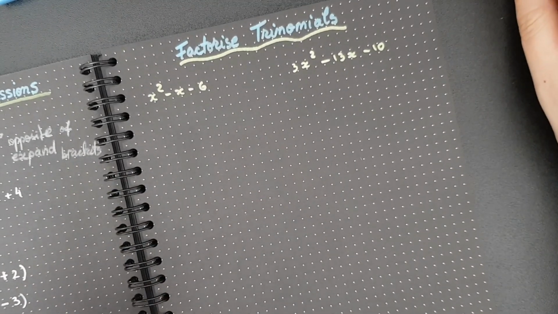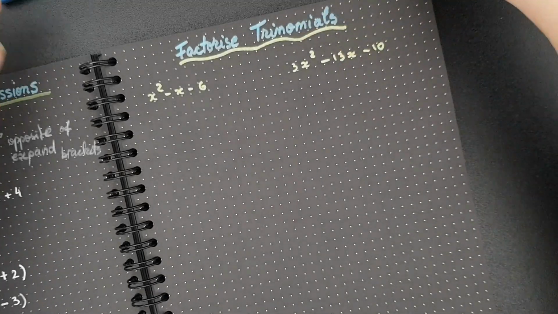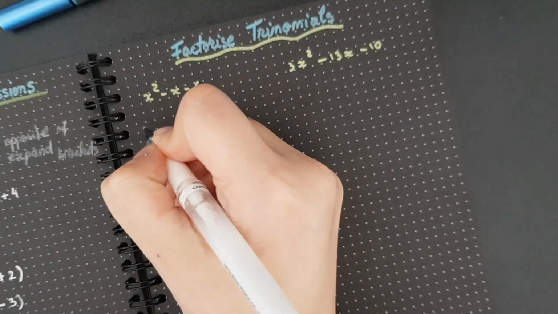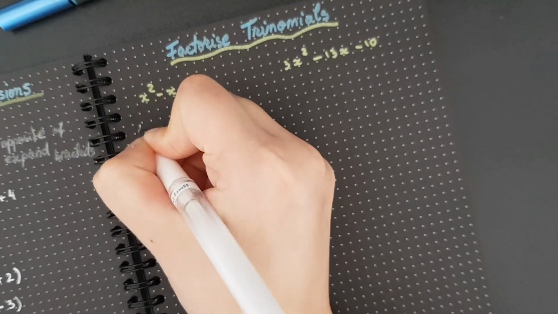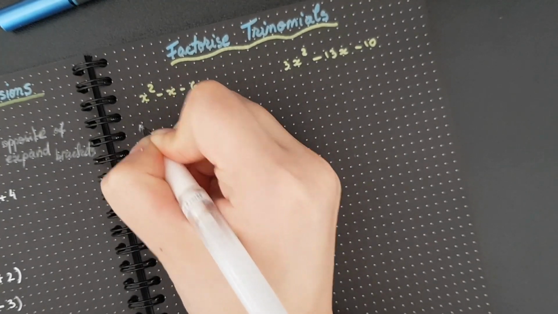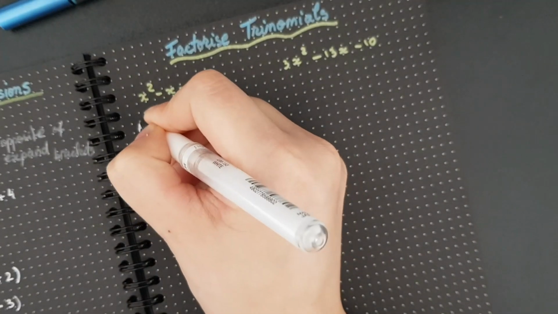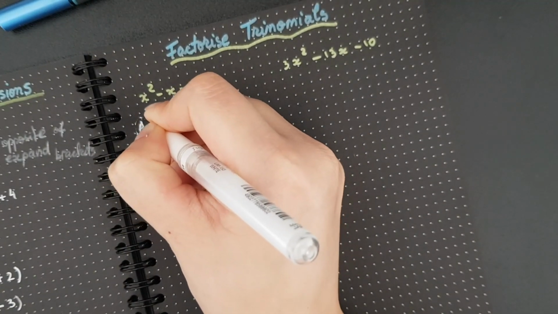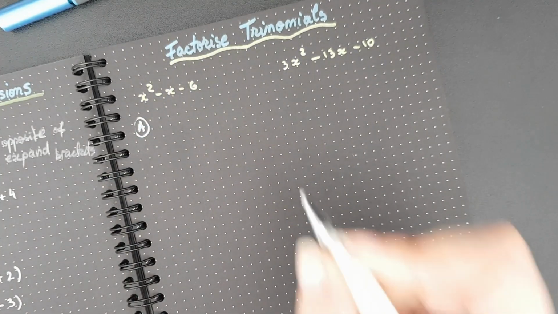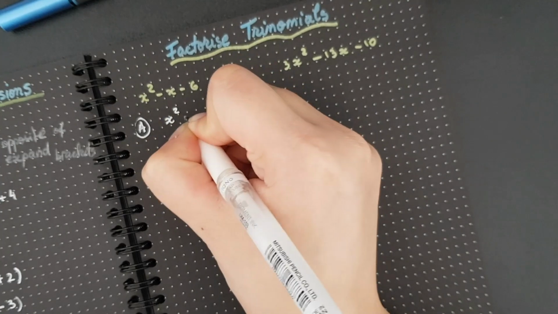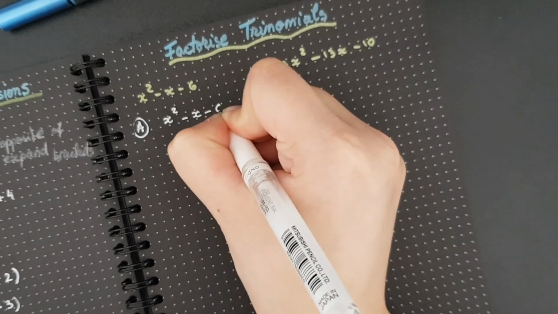Now, the first thing that I want, and I'm actually going to write this first one here again, because I'm going to call this example A. Yes, it does write. So I'm going to call this one example A. So I've got x squared minus x minus 6.